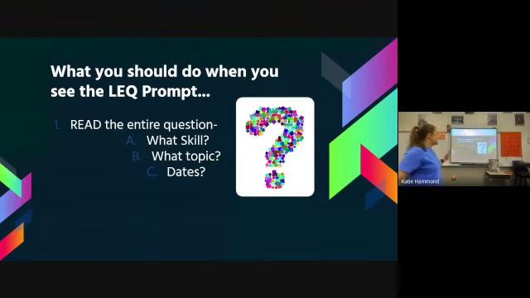You need to read the entire question and ask yourself things that we've already talked about, like what skill? Is it causation, comparison, or continuity and change over time? Okay. What are the topics? Is it talking about economics? Is it talking about the triangular trade? I don't know, Bacon's Rebellion? I don't know. And then what are the dates?